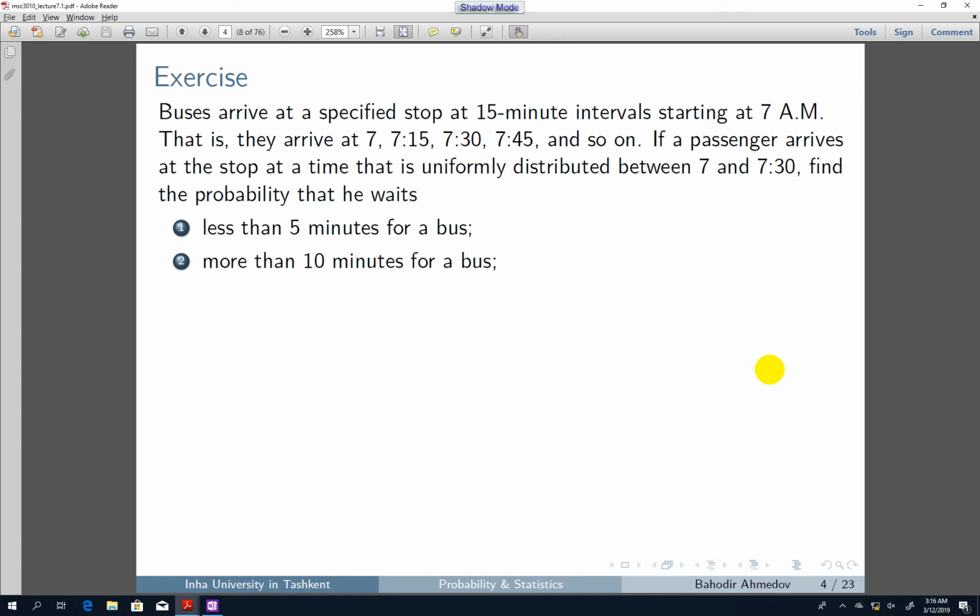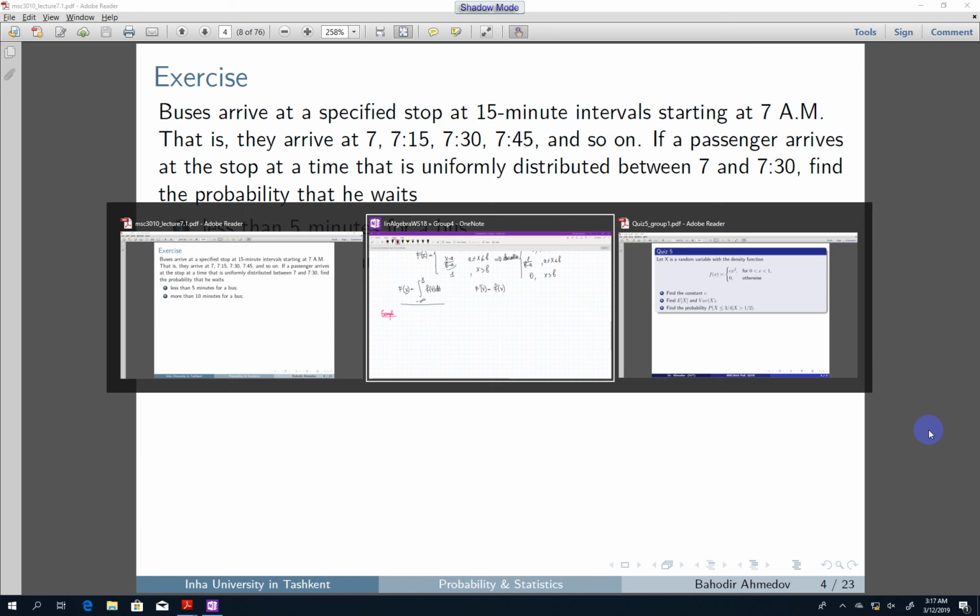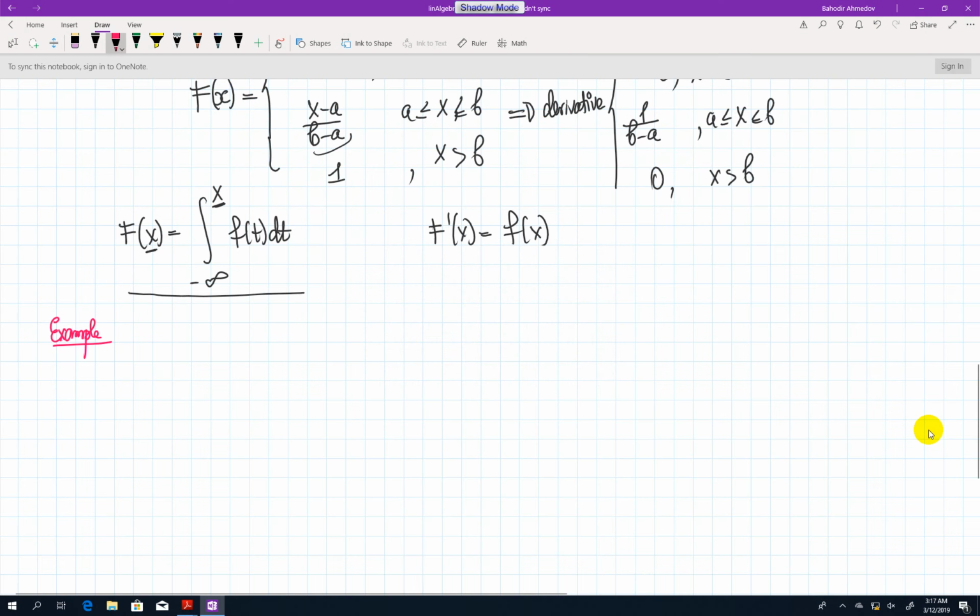Now, you come at some point x. What is the probability that you're going to wait less than 5 minutes for the next bus? Okay, this is the first question. And the second question is, what is the probability that you're going to wait more than 10 minutes? Okay, so let's do the first part together, and you need to try to do the second part by yourself.